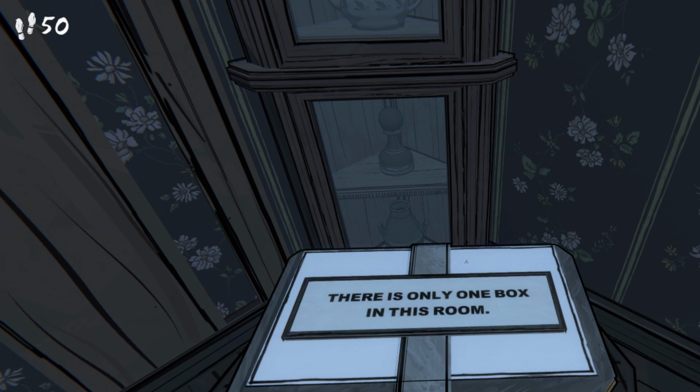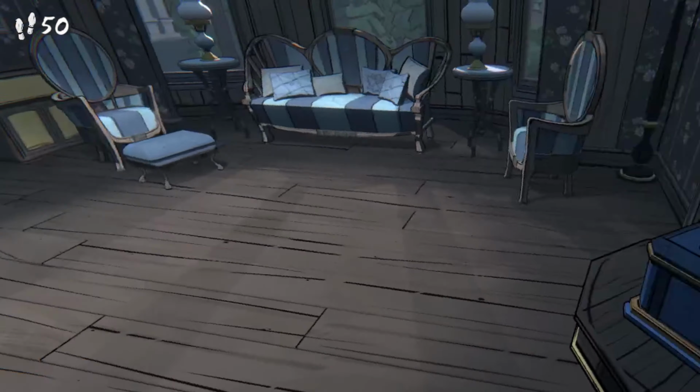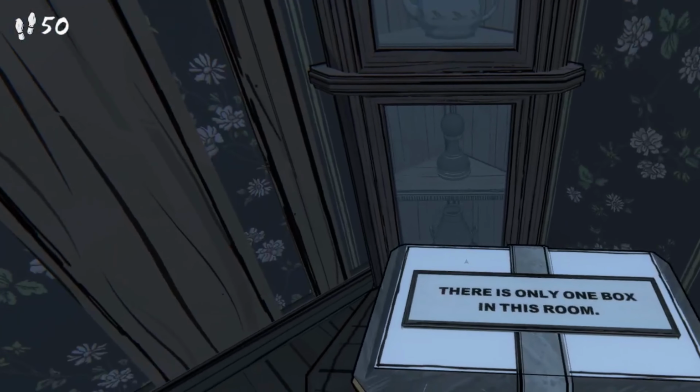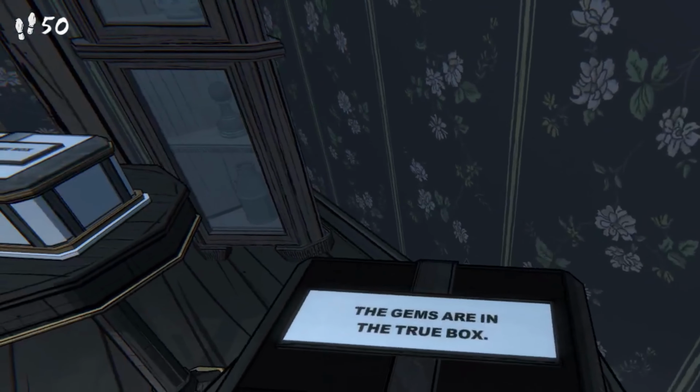Okay, Aura, I found another clue. I have recorded clue number 2. The object is a white box with the inscription, "There is only 1 box in this room." Your discovery is rather mundane, but I'll acknowledge it for now. It seems you found a commonplace item, hardly worth my attention. Okay.